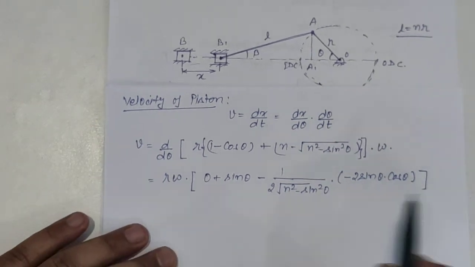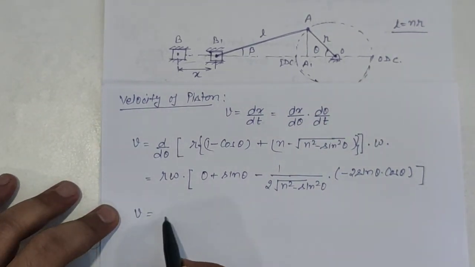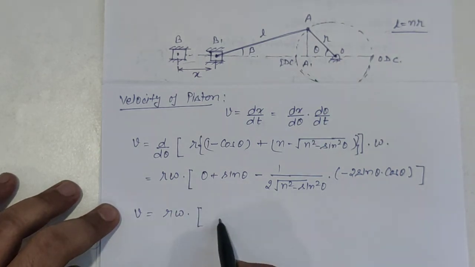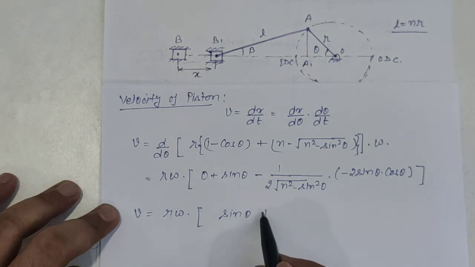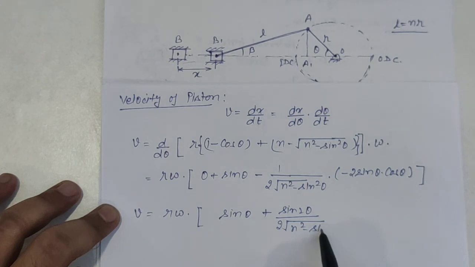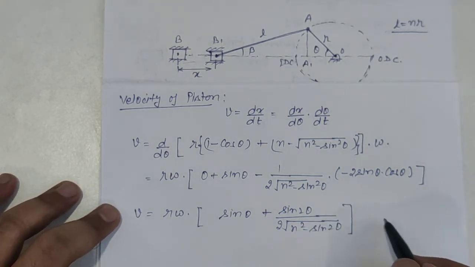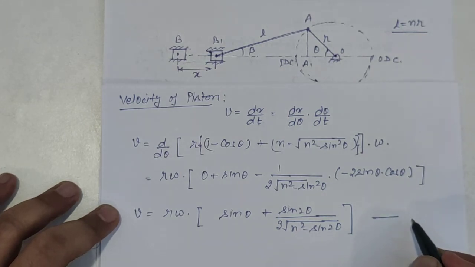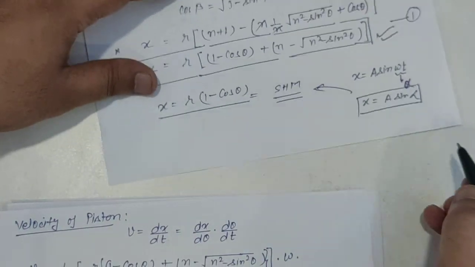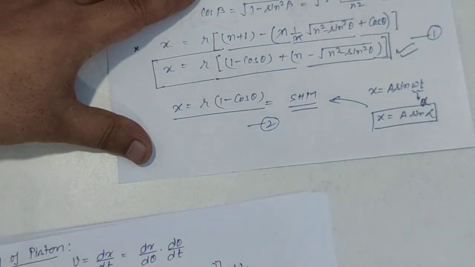So from here v = rω. Solving this part, we get sin θ plus 2 sin θ cos θ, which is sin 2θ, since the minus sign gives positive, divided by 2√(n² - sin²θ). This is equation number 3. Equation 1 was the displacement, and this is equation number 2.